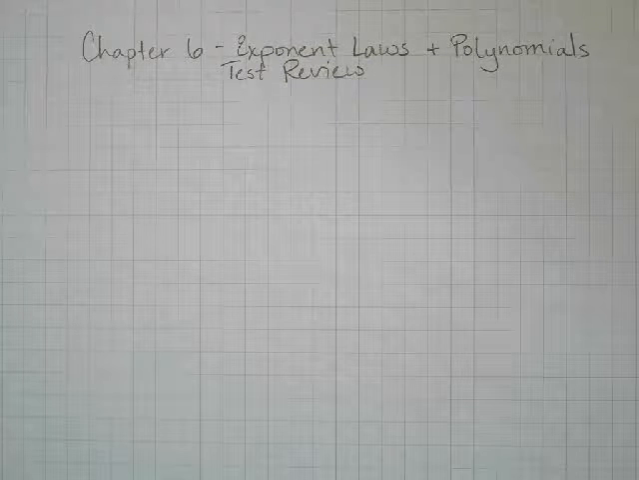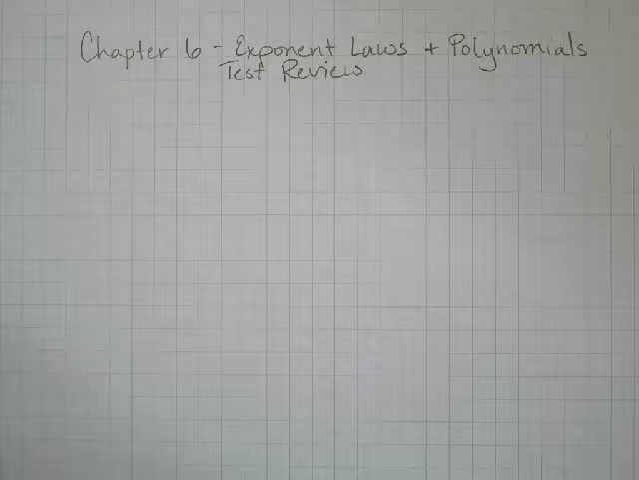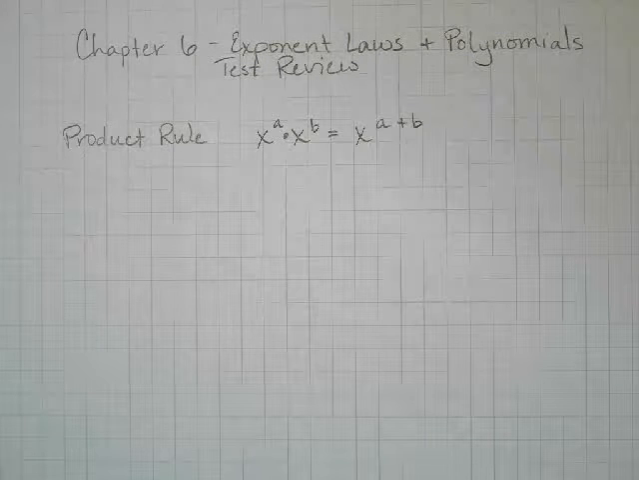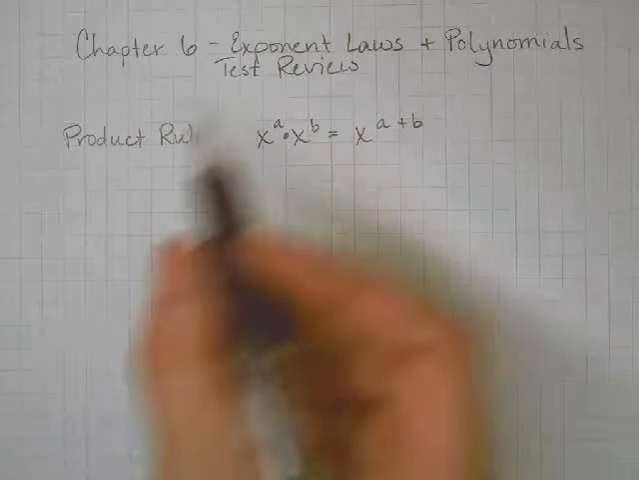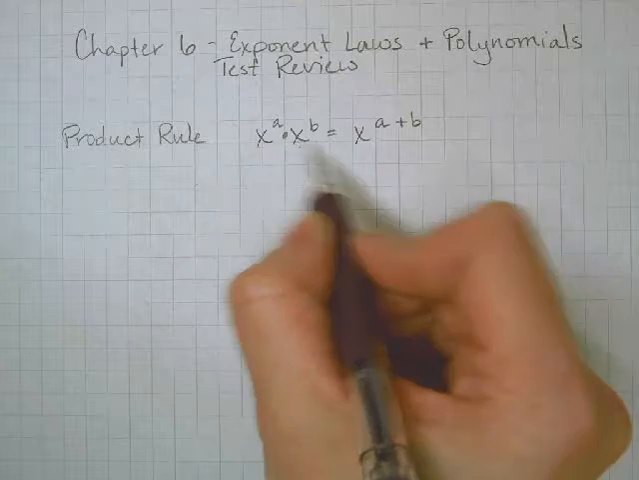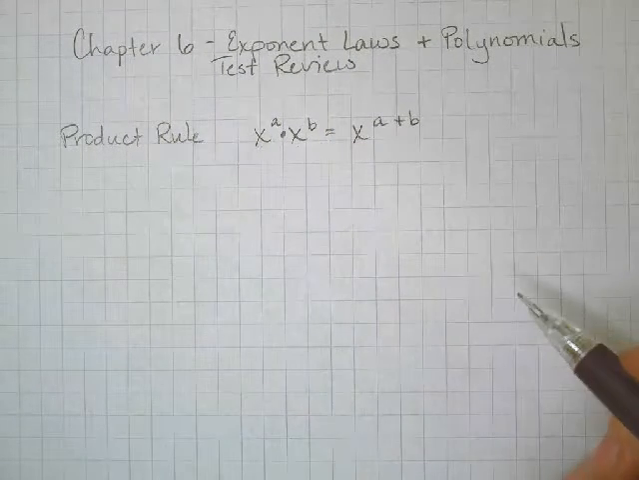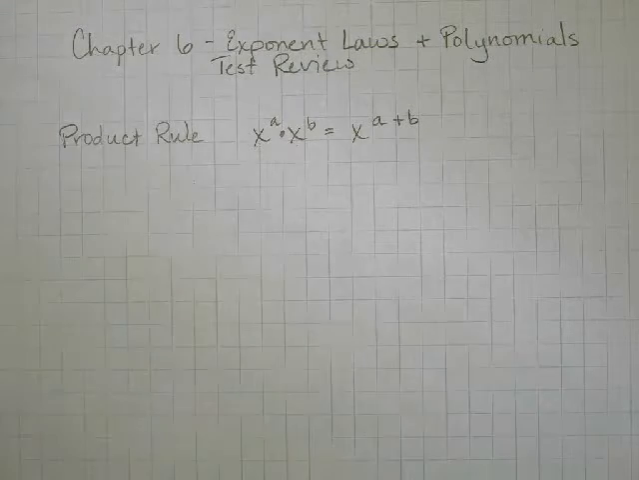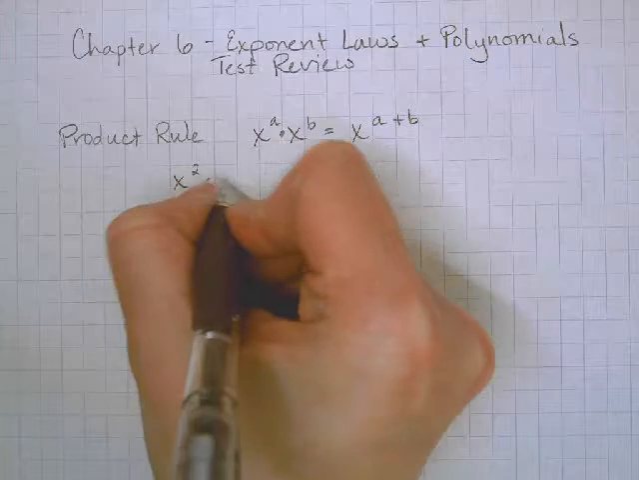The first of those is what's called the product rule. And what that simply says is that if I'm multiplying two terms with the same base, so x being the base in this particular case, and they each have an exponent, I'm going to simply add those exponents. The reason that that works, I will show you the example, is if I have x to the second times x to the third.